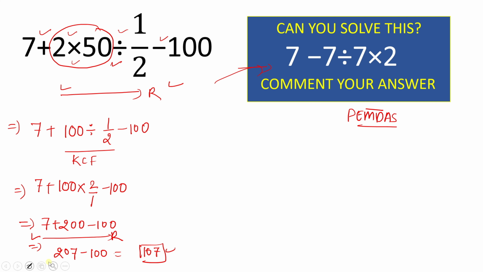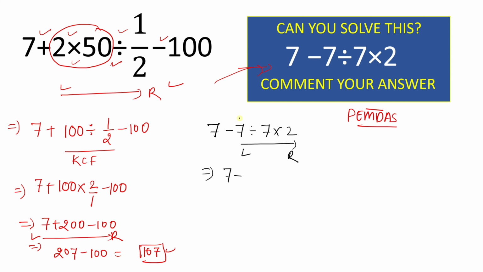And moving to the next question, we have 7 minus 7 divided by 7 times 2. This is also the same type of question. 7 minus 7 divided by 7 times 2. There are three operations: subtraction, division and multiplication. And here we will do again left to right operations.